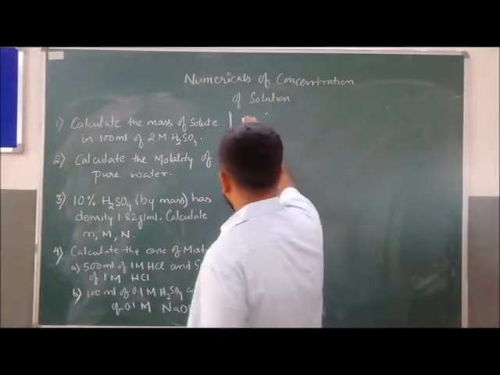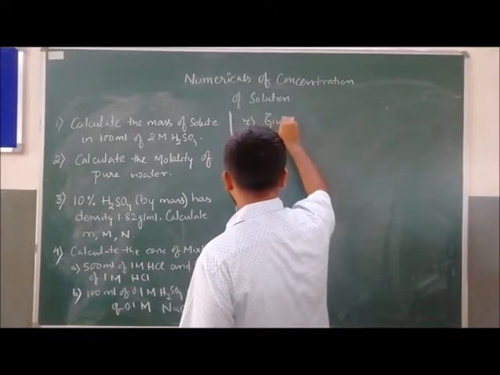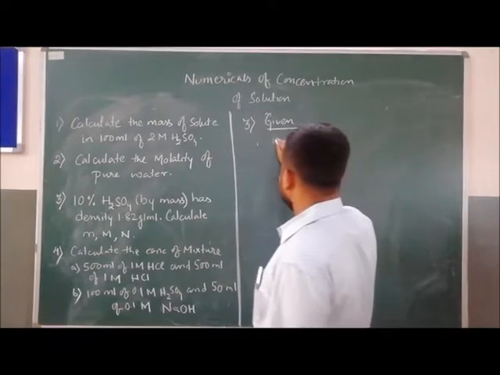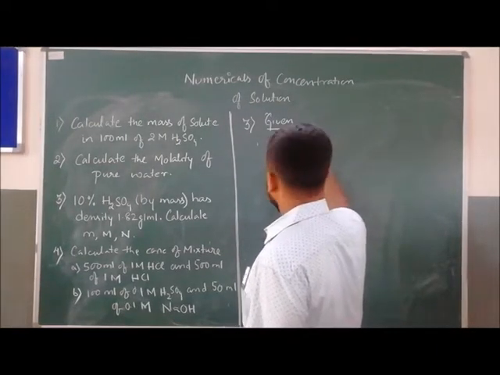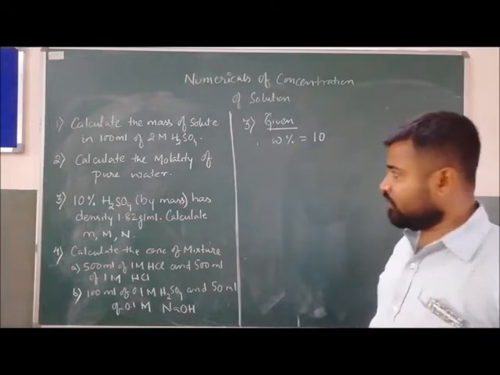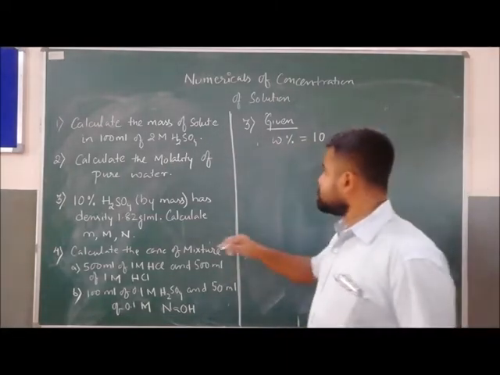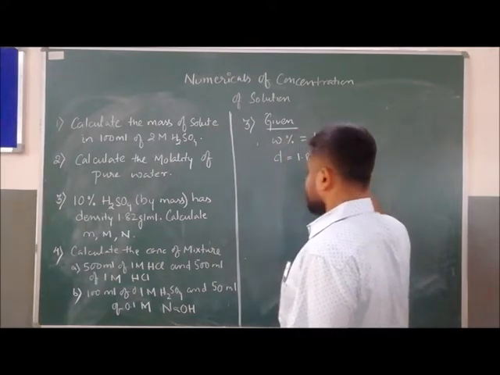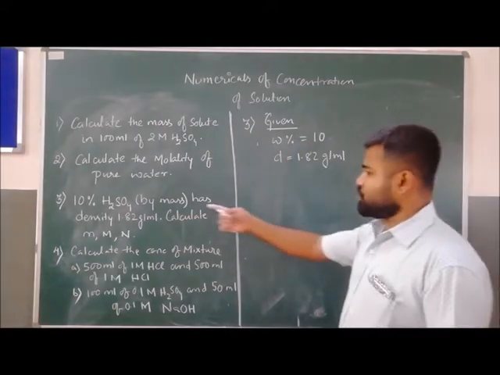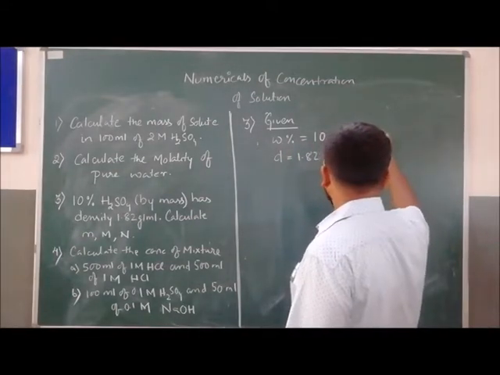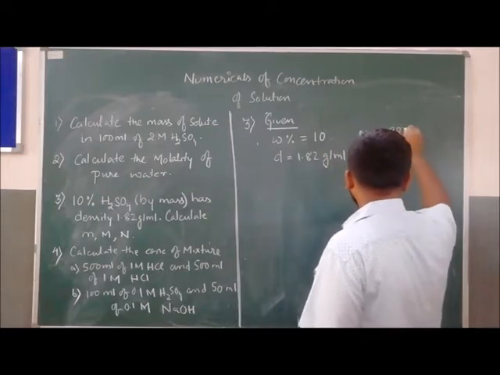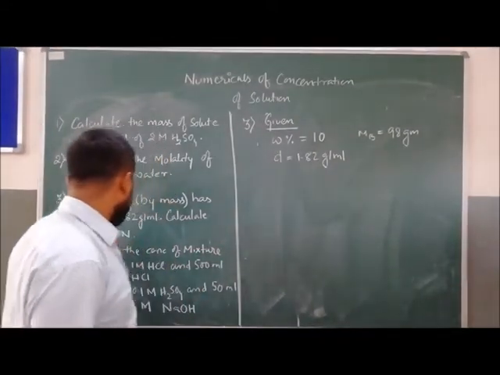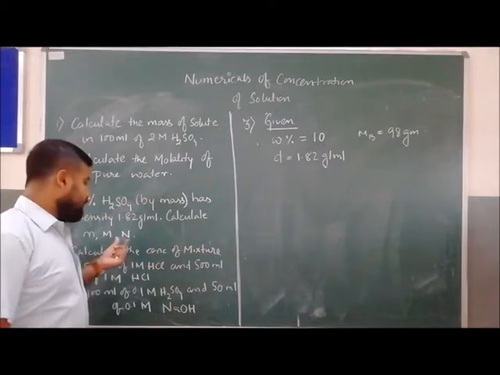Next, we will come to the third question. What are the given? Given equals to, 10% means weight percent, W percent is given 10%. What else is given in the question? That is the density. Density is equals to 1.82 gram per ml. Okay, and H2SO4 is given. That's why molar mass is equals to 98 gram.